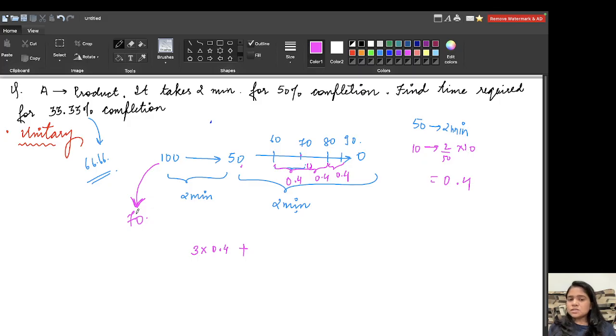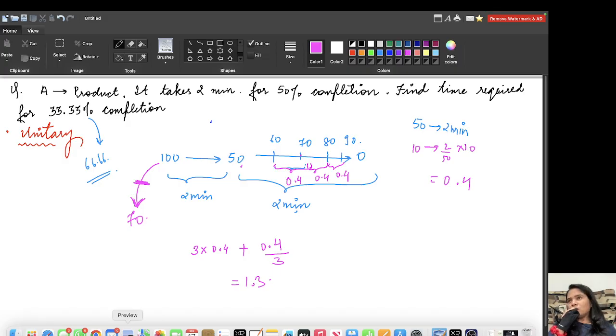Time taken will be 0.4. So 3 into 0.4. Now we need to reach till 66.66. So that thing will be 0.4 divided by 3, which will be equal to your 1.3. Better do it by your formulas only, not by unitary method, because it's a little confusing.